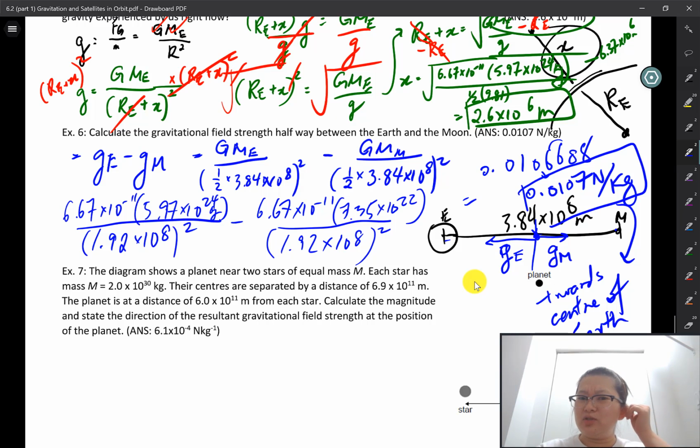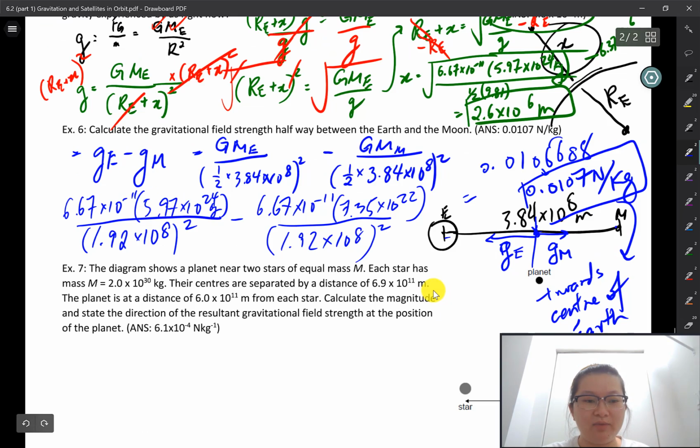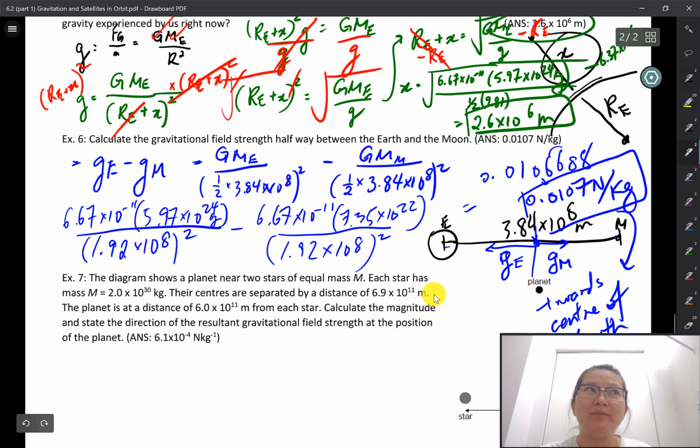Okay, so I don't think that was too bad. You just have to do vector addition for gravitational field strength. Otherwise, I think it's going to be very similar to example 7, where you have to add up the vectors in a 2D plane instead. So stay tuned for example 7.